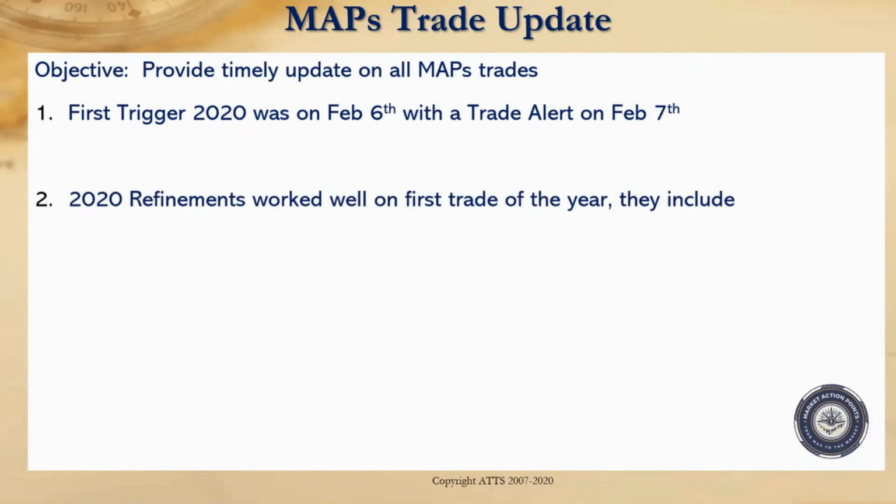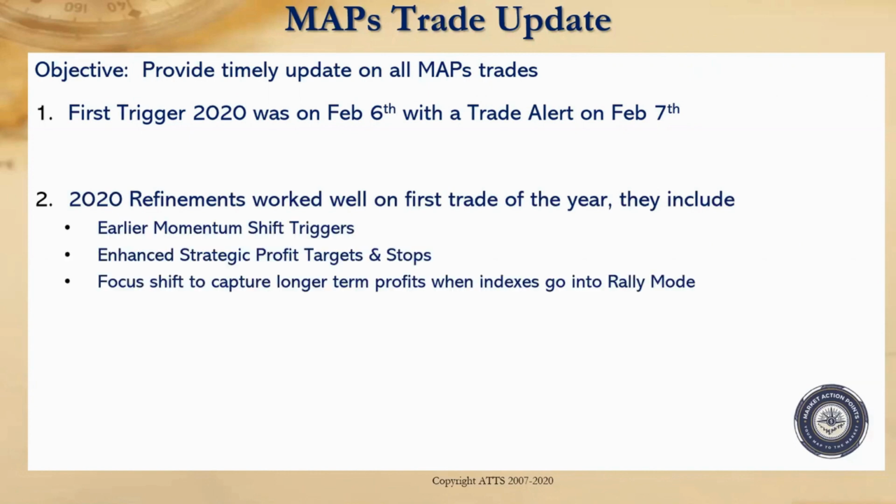My part of the update is the 2020 refinements we were telling everybody about, that we worked really hard on through the last quarter of 2019. They worked very well for the first trade of the year. What were those refinements? Well, they included the following. One, earlier momentum shift triggers. What was keeping us out of certain trades last year? Were there any solid technical signals that would have enhanced our entry level? We believe we've found those.